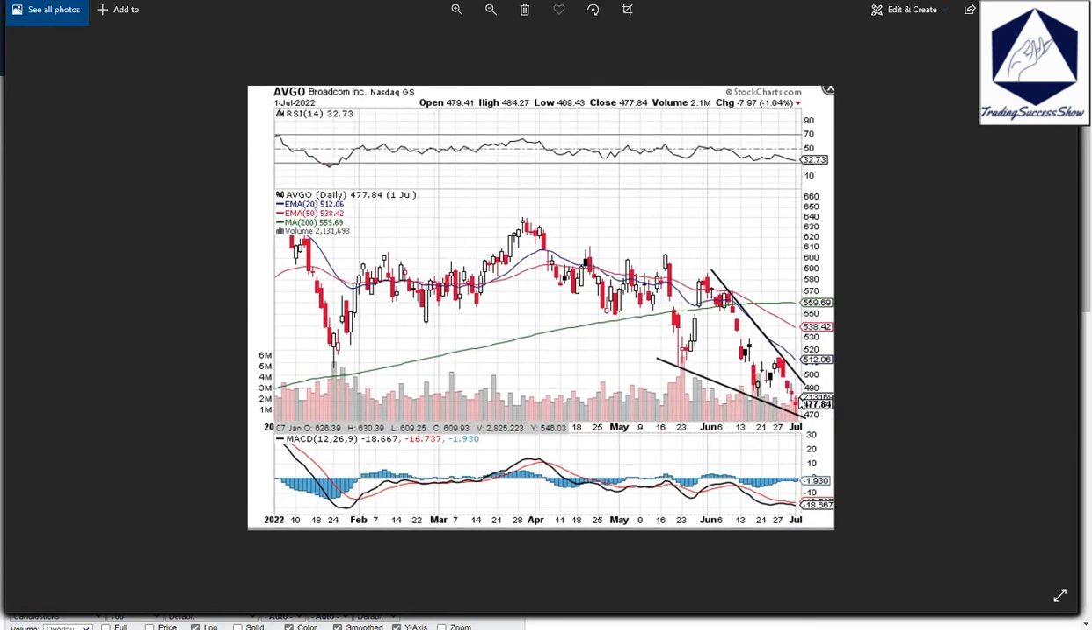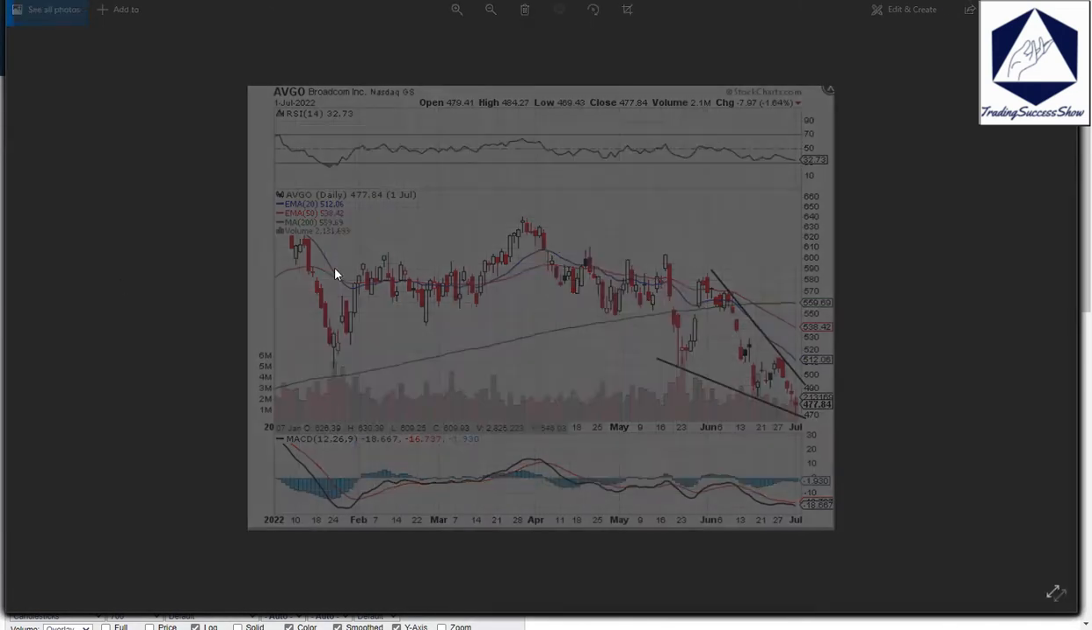AVGO, this is Broadcom. Broadcom right now is back to the lows, right? So look for a bounce off this side, which I call the bottom bounce play. So keep an eye out on that as well.